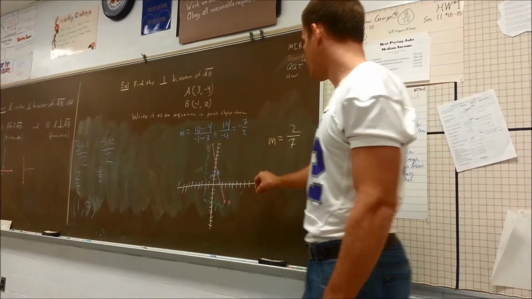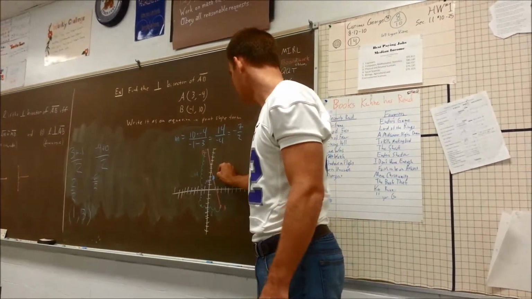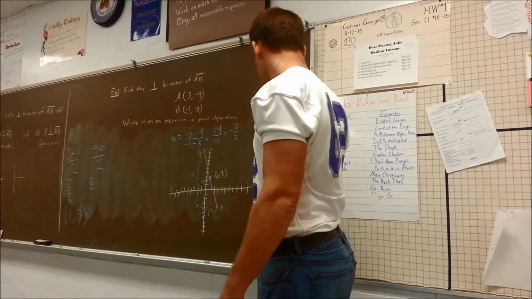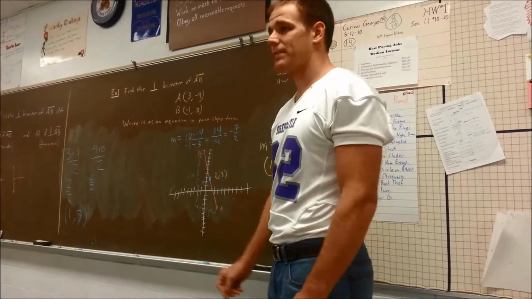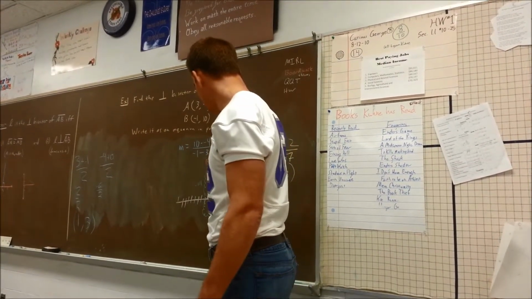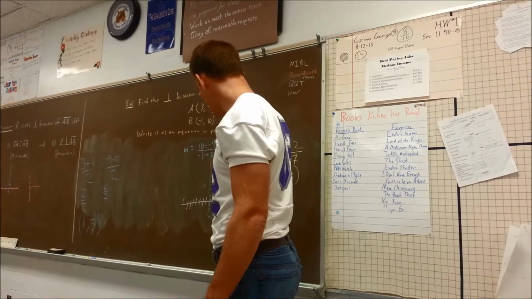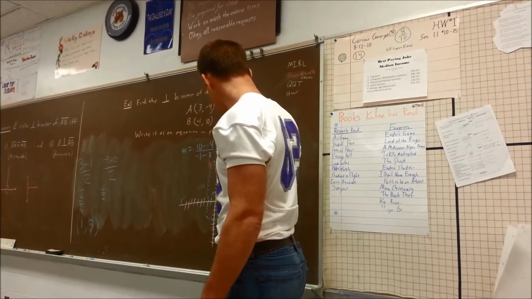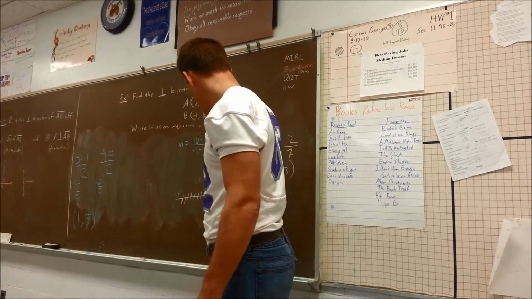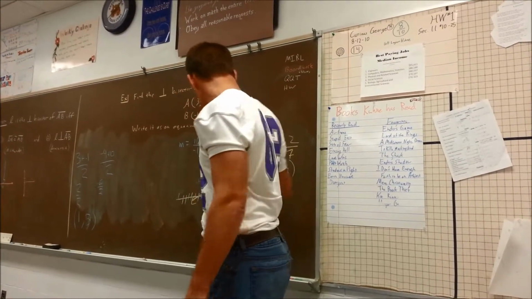And it's got to go through this point right here. 1, comma 3. So the last thing we have to do is write the equation of the line. I'm going to draw it first. Up 2 over 7. 1, 2, 3, 4, 5, 6, 7. And that will give me my perpendicular bisector.